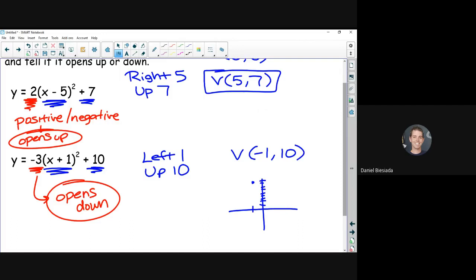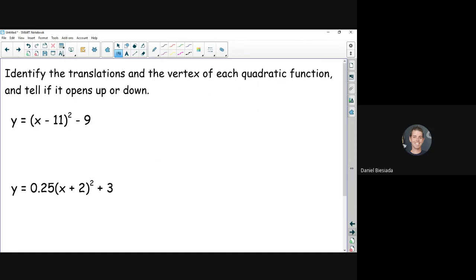Okay. Now we've got a couple more here. If you feel like you've got the idea so far, go ahead and give these two a shot. If you are not sure, stay on and hear the explanation for the next one.